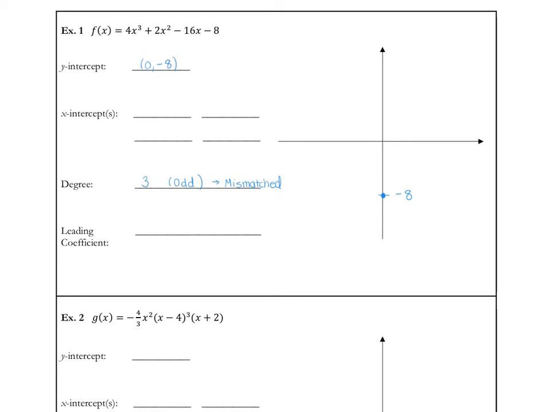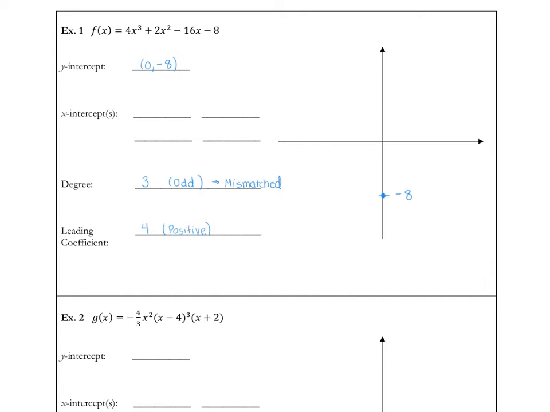All right, and then my leading coefficient, again, this is very easy to see. We're in standard form, so everything is very straightforward. My leading coefficient is 4. And again, I don't care so much about the 4 as the fact that it's positive. Okay? So if I have a positive leading coefficient and an odd degree, that means that I'm going to start at the bottom and end at the top.